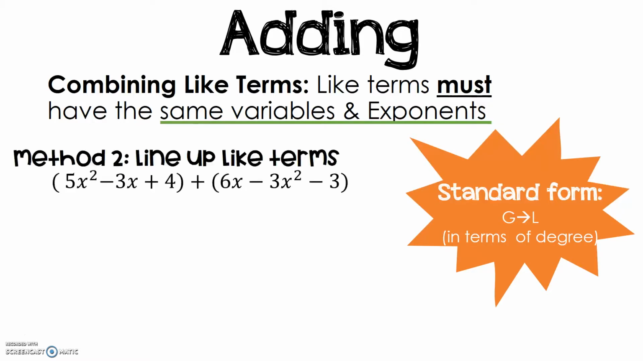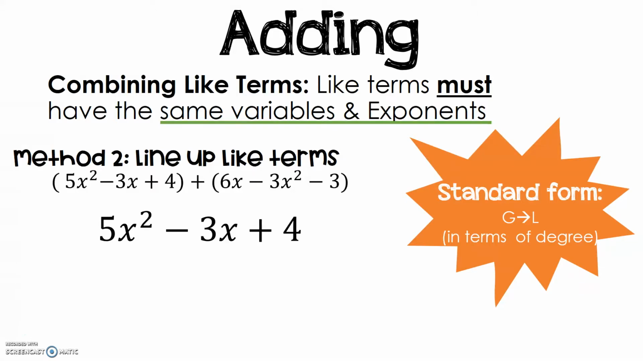All the same rules apply, just a different way of doing it, and you get to pick whichever one you like. Our second method, and we're going to be using a different example, is to line up like terms. Lucky for us, our first polynomial is already in standard form, so it makes our life a little bit easier. I'm just going to write it out, and you've noticed I've written a little bit bigger, and I've spaced it out a little bit as well. That's because we're going to be stacking them.